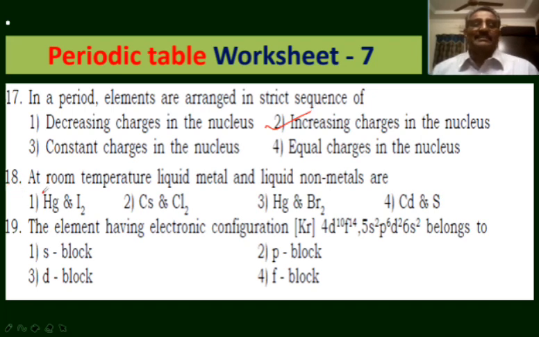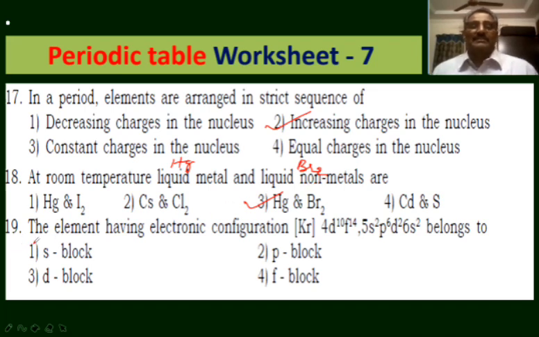Next, 18th question. At room temperature, the liquid metal and liquid non-metal are dash. There is only one metal which is in the liquid state at room temperature, that is mercury, and there is only one non-metal in the liquid state at room temperature, that is bromine. So mercury and bromine. The correct option is the third option, mercury and bromine. The molecular formula of bromine is Br2.